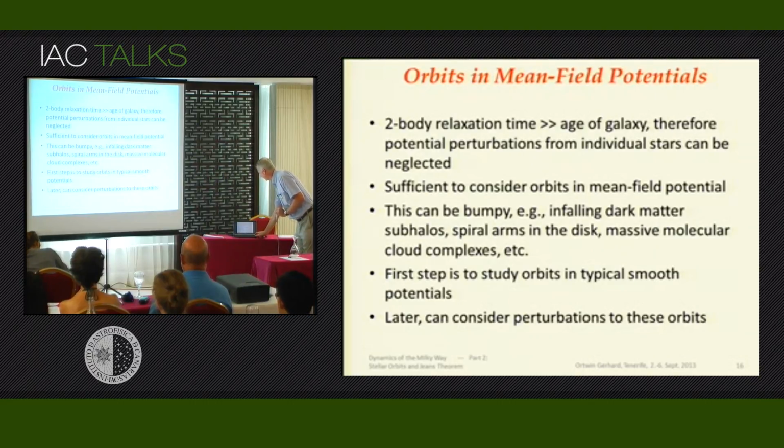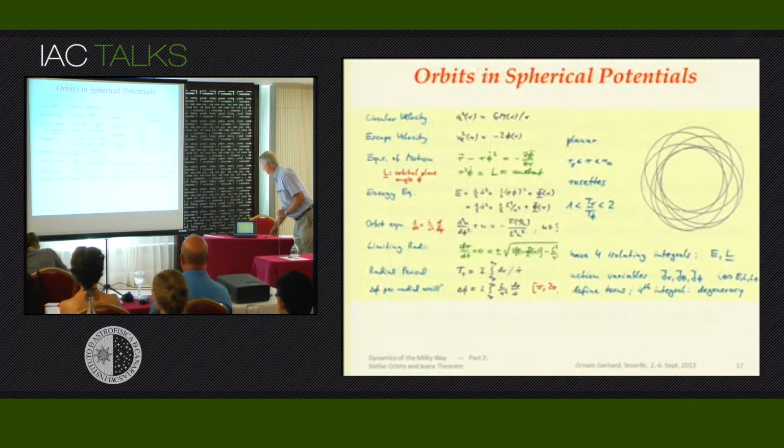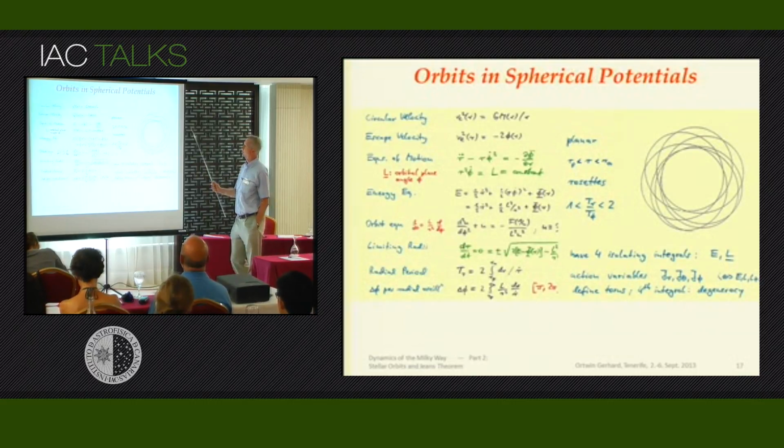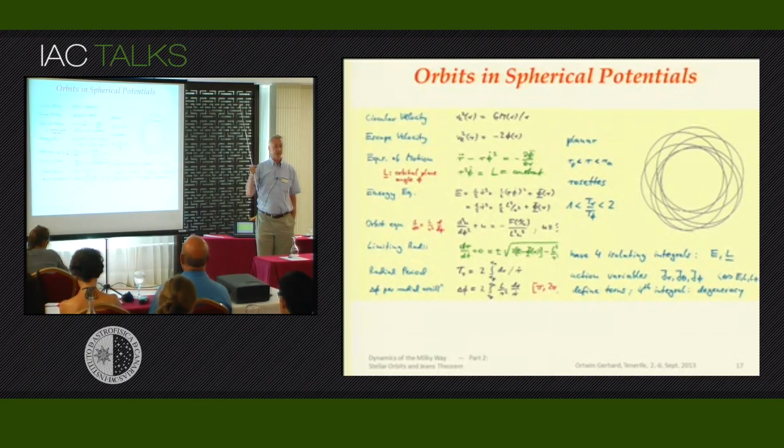And then later, one can add perturbations to these simple potentials in order to see what that does to the orbits in those potentials. So that's why it's useful to study the simple systems, because it gives you a general idea, and then later you worry about the perturbations. So here's the simplest of all cases, the spherical potentials.